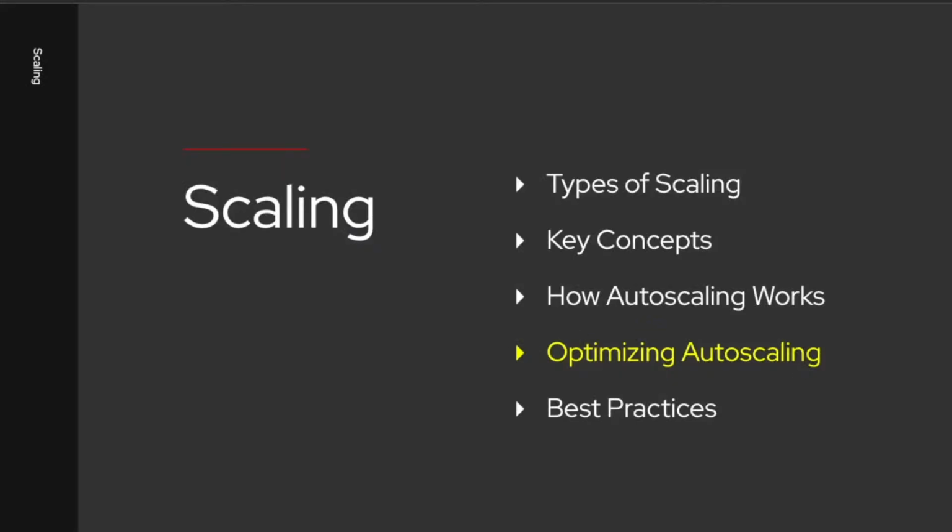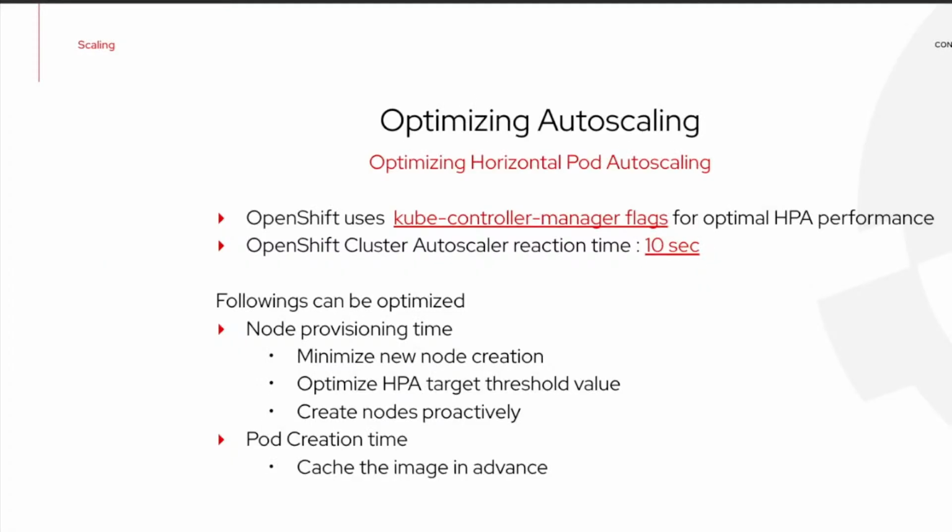So how do we optimize autoscaling? Let's have another look. If you add all these times, it will take around 6 to 7 minutes for the entire process. Are you happy to wait for 6-7 minutes to handle a sudden surge in demand? No, right? So in that case, we have to see how to optimize this autoscaling.